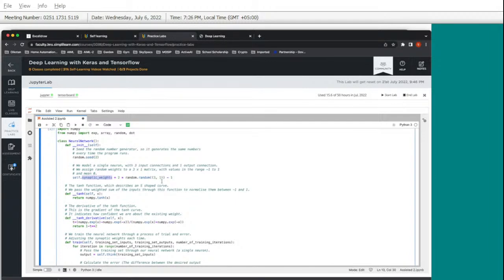In this case the variable is very nicely named: synaptic weights. Synaptic weights are linked to biological neurons, right? In the artificial neural network world we only talk about weights and biases, but in the brain it's called synaptic weights. There is a random function used, 2 times rand, then you do a -1 operation. We model a single neuron with 3 inputs and 1 output connection. We assign a random weight to a 3 by 1 matrix. So essentially this will give me a 3 by 1 matrix ranging from -1 to 1.